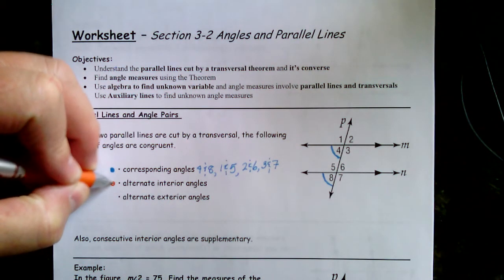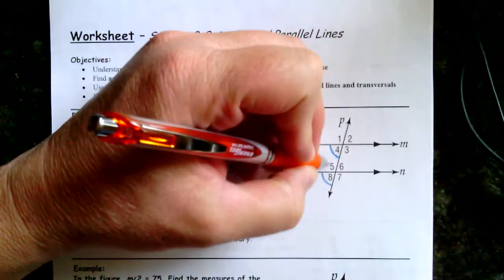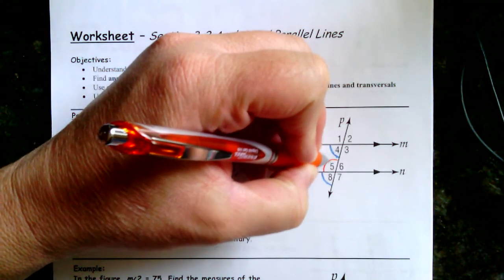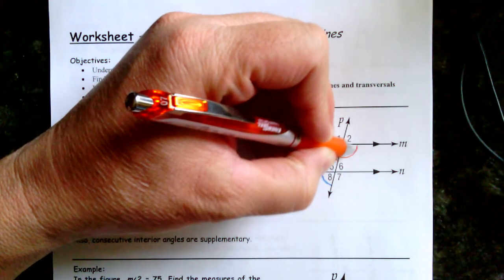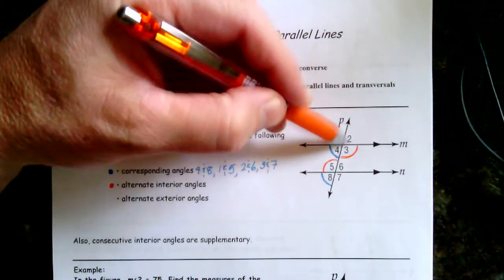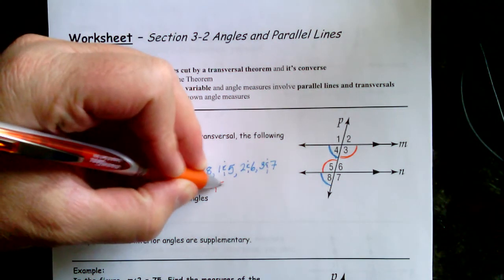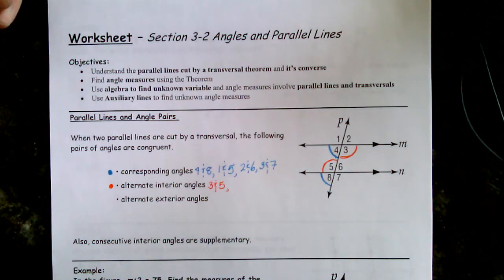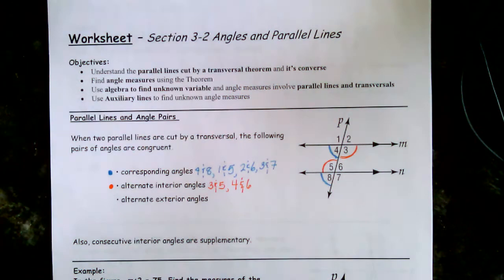Okay, alternate interior. Remember, alternate means on the other side. Interior means they are on the inside of the two parallel lines. So, an example of alternate interior angles would be angle 5 and angle 3. It kind of makes this Z formation right here. The alternate interiors. Like I said, 3 and 5 are alternate interior, and then 4 and 6 would be alternate interior.